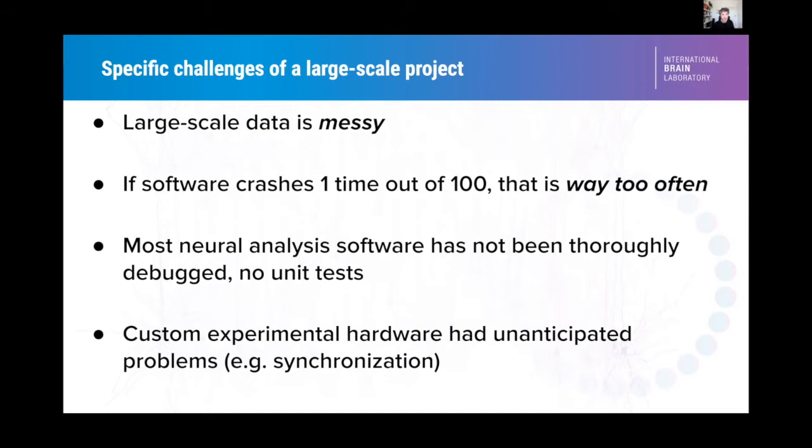It needs to work 99.999% of the time. And most of the software that you have in neuroscience, for example, for spike sorting, just hasn't been debugged to this level of performance, and it doesn't have unit tests, et cetera. So a lot of what we've been doing involves rewriting code that was already written. And of course, like in any project, there are unexpected issues, for example, to do with synchronization of recording devices, except now we have it on a much larger scale because so many labs are running this stuff together.